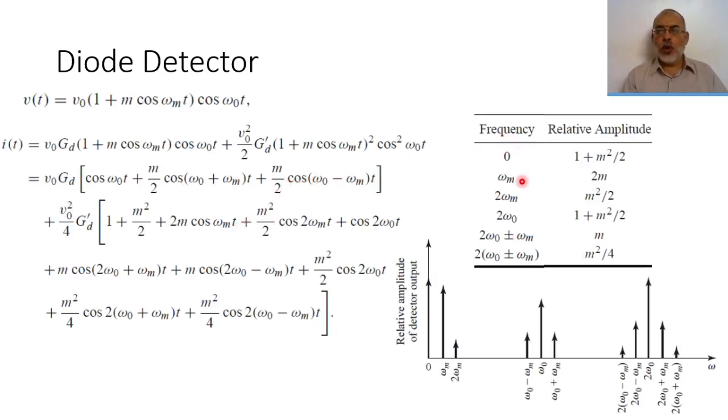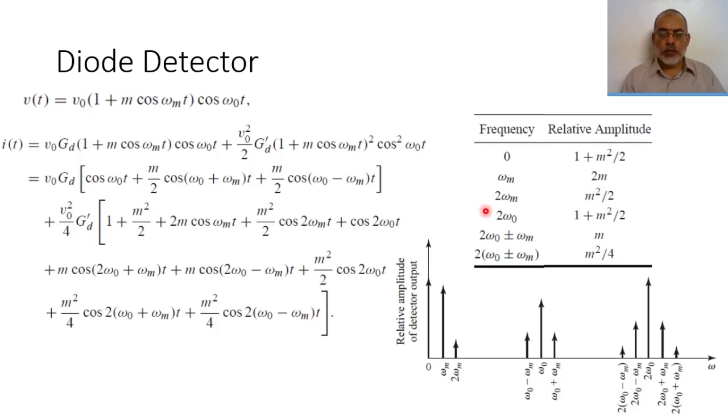The relative amplitude of these components: the DC component here is proportional to 1 plus m squared over 2, where m is the modulation index. This is multiplied by V naught squared over 4 multiplied by g_d dash. So this is the DC component, or the rectified signal. The component with the modulation frequency is proportional to 2m, 2 multiplied by the modulation index.